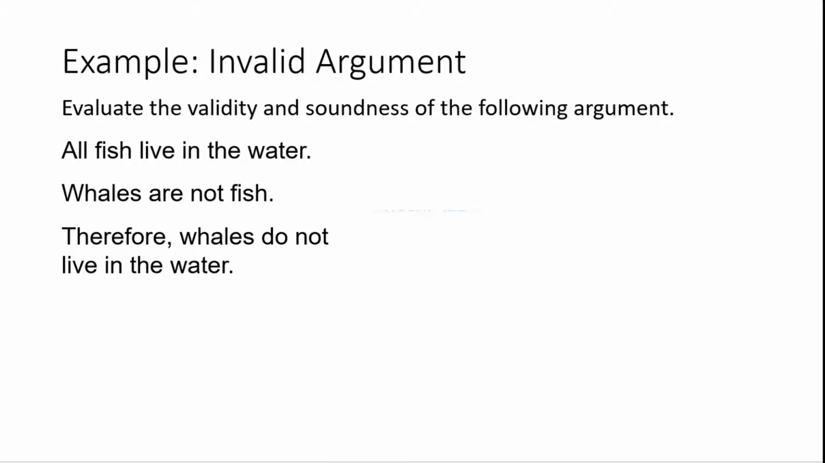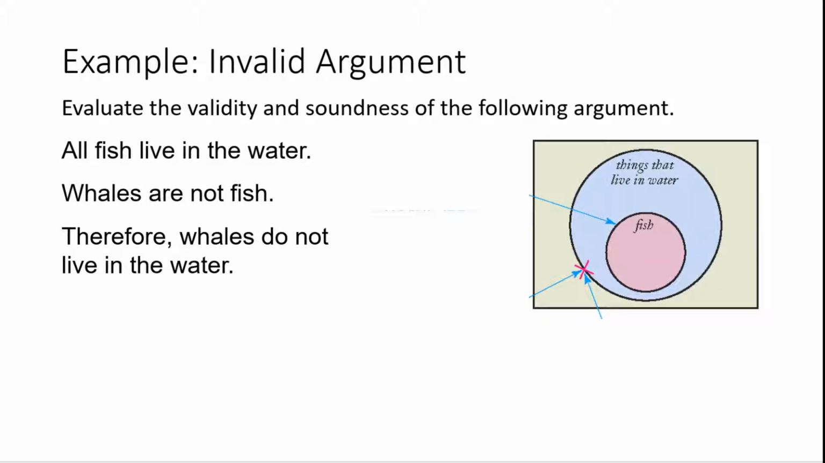Example of an invalid argument. Evaluate the validity and soundness of the following argument. All fish live in the water. Whales are not fish. Therefore, whales do not live in water. Let's make a Venn diagram, and we'll start with an outside rectangular box. Within that outside rectangular box, we put in a circle, and we'll label that things that live in the water. And within that circle, we will make a subset that is completely contained, which is the fish.